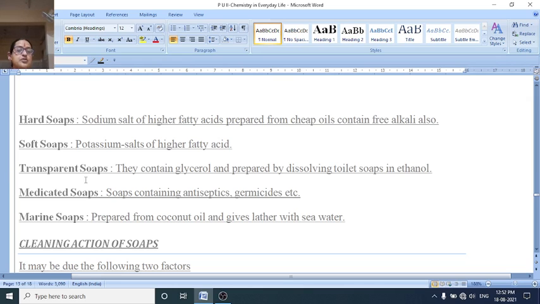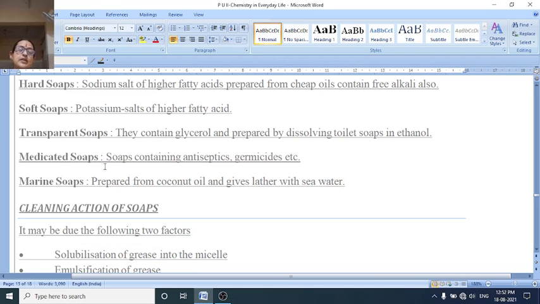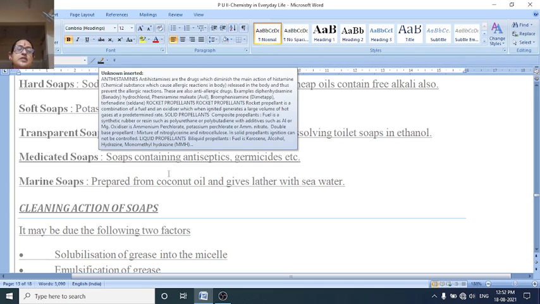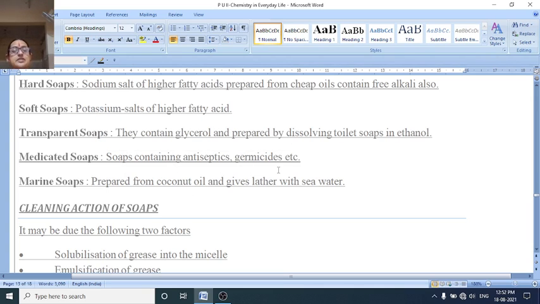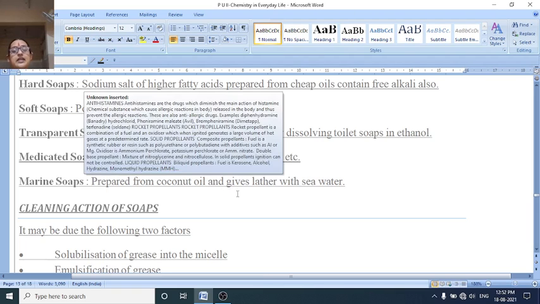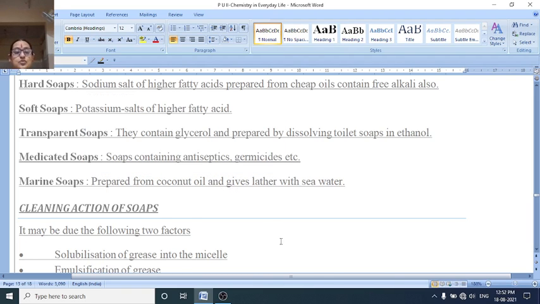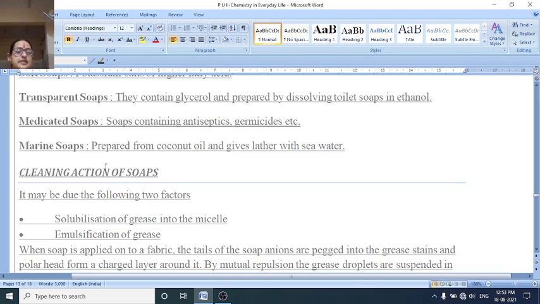Next is transparent soap, like what you can see is Pears. You can see nowadays transparent soaps are there. They contain glycerol and are prepared by dissolving toilet soaps in ethanol. Next is medicated soap, like Dettol soap you have. Soaps containing antiseptics, germicides and so on. Next is marine soap, prepared from coconut oil and gives lather with sea water also. So this is called marine soap.